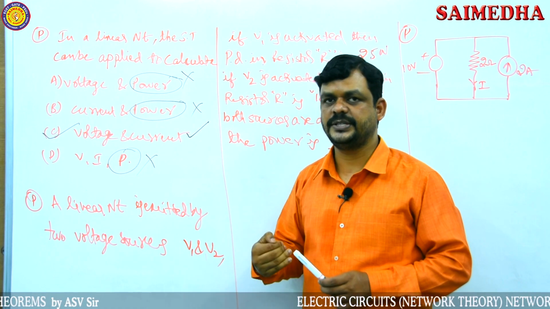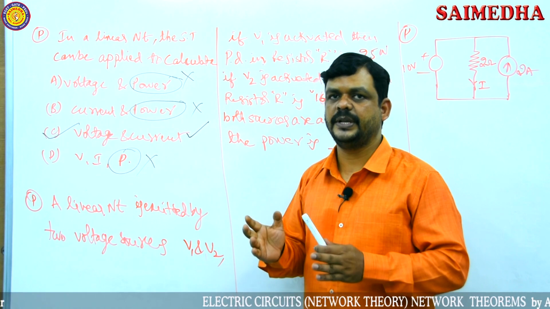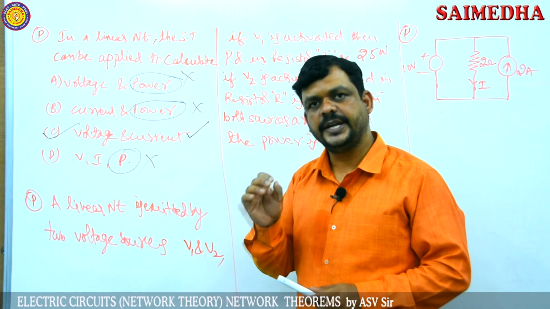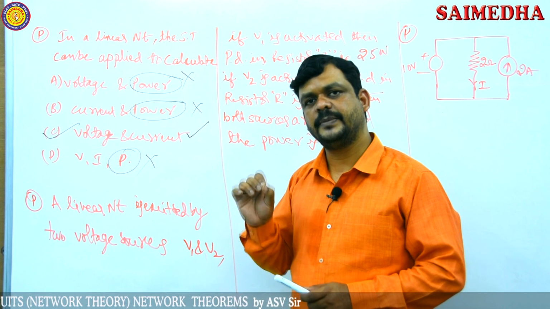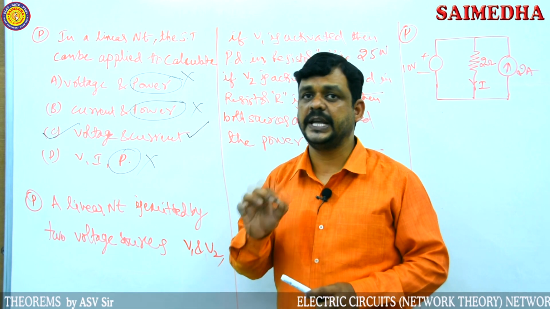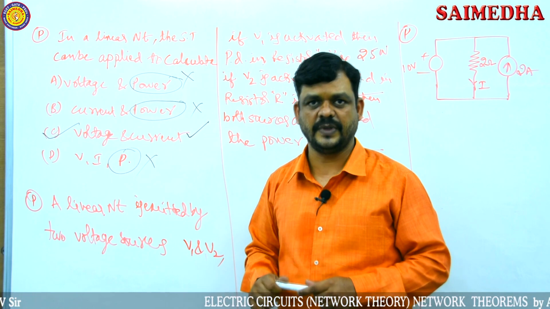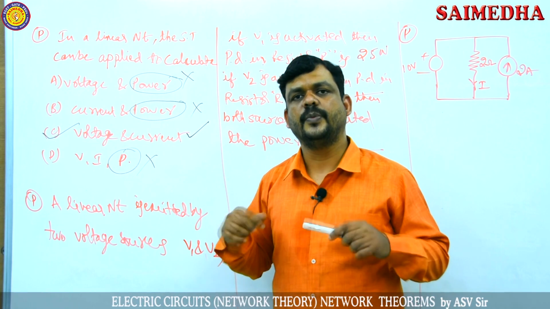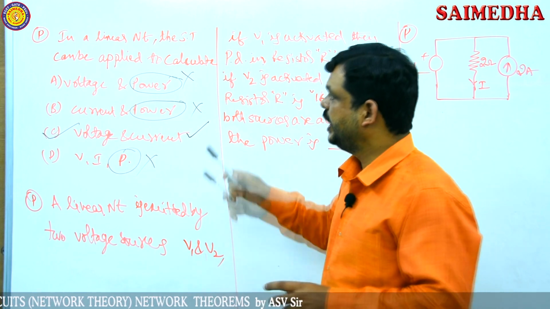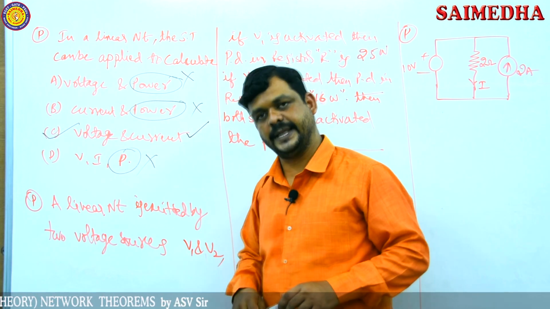From the limitations, I explained them clearly. It is not suitable for non-linear elements, and it is not suitable to determine power. Another limitation is that it is not suitable for networks with a single source. If the network has more than one source, then the superposition theorem is applicable. So according to the given options, option C is correct.